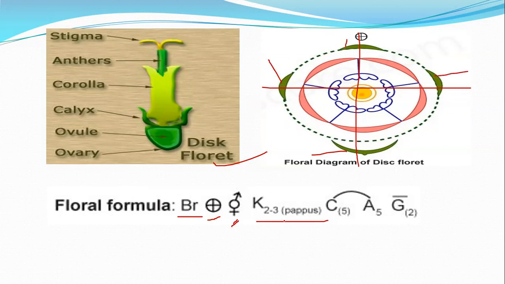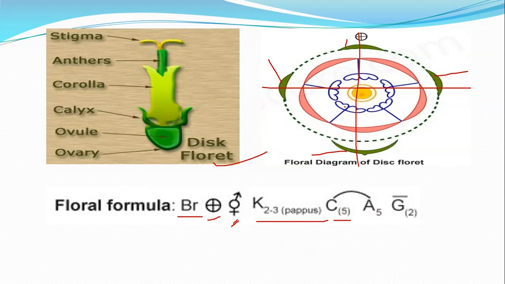Calyx is reduced into numerous hair-like appendages that may be 2 to 3 in number, called pappus. Then the corolla, the second whorl of the flower. Corolla consists of 5 petals. Petals are united, so valvate aestivation, they just touch one another. United, that's why it is given in the bracket.